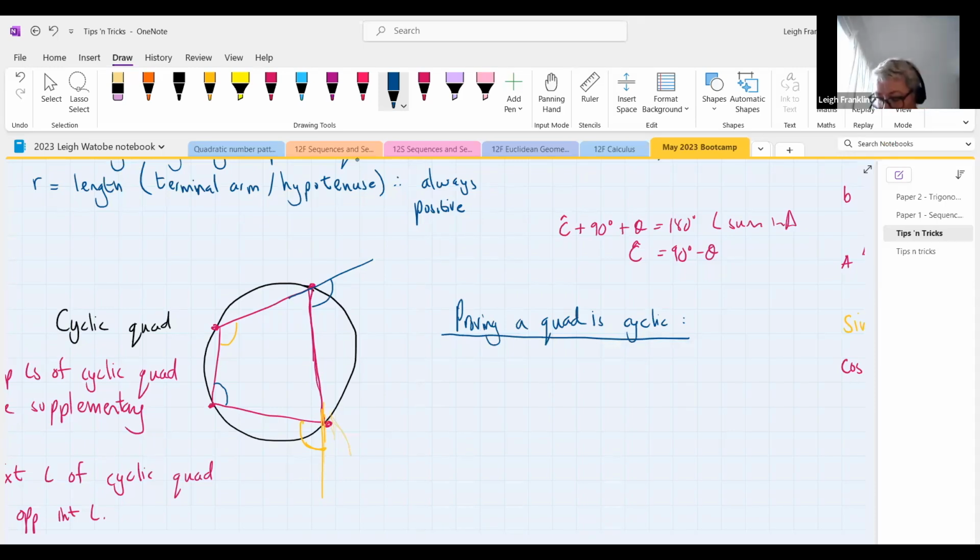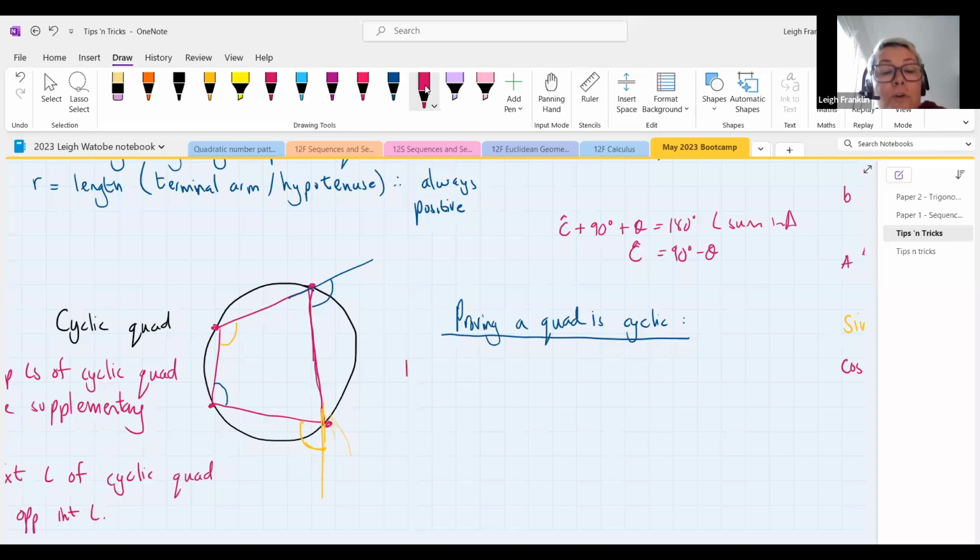So you will get some four-sided figure that does not have a circle around it at the moment. And when you prove that it's cyclic, you're proving that it's possible for a circle to be drawn around the 4 vertices of that particular quadrilateral. There are only 3 ways that you can do this, and it's converse every single time. That's the easiest way to learn it.